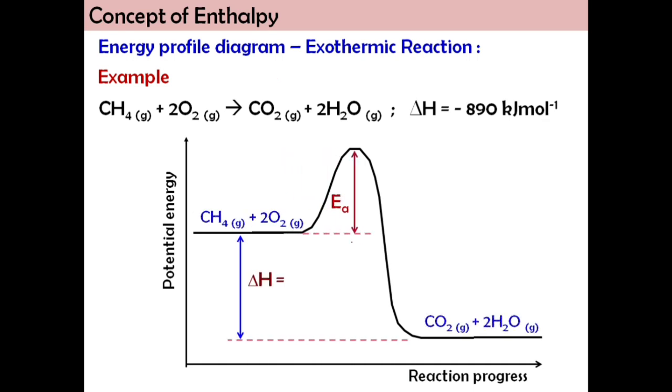And again, EA dan delta H kena label. Kalau value dah diberi kepada awak, so kita pun letak value dia dekat sini. Kj mol negative 1. So that's for exothermic reaction. So hopefully boleh faham. So ini pun kita dah go through chapter 1. So hopefully boleh faham untuk energy profile diagram. So let's move to the endothermic reaction.